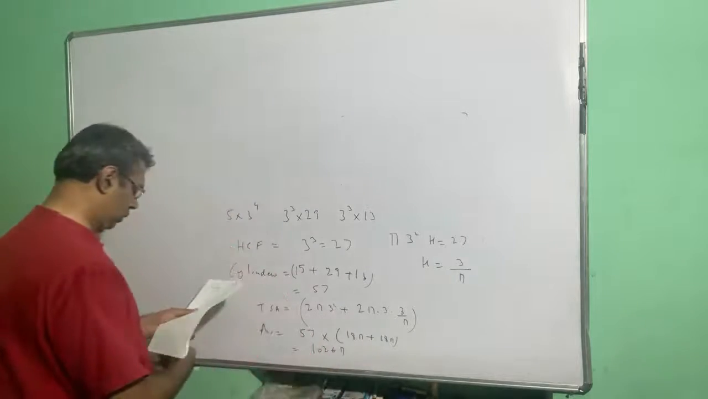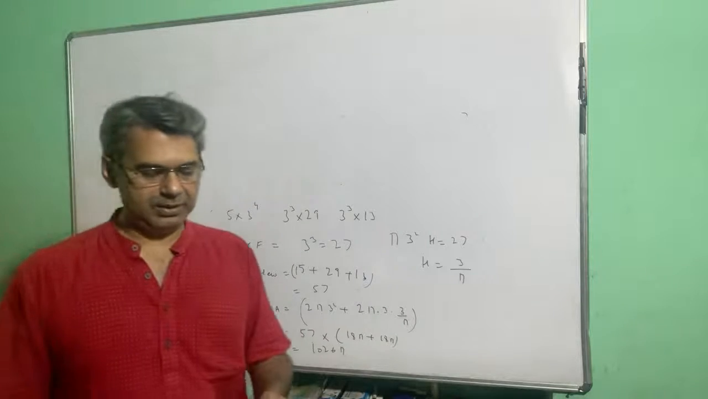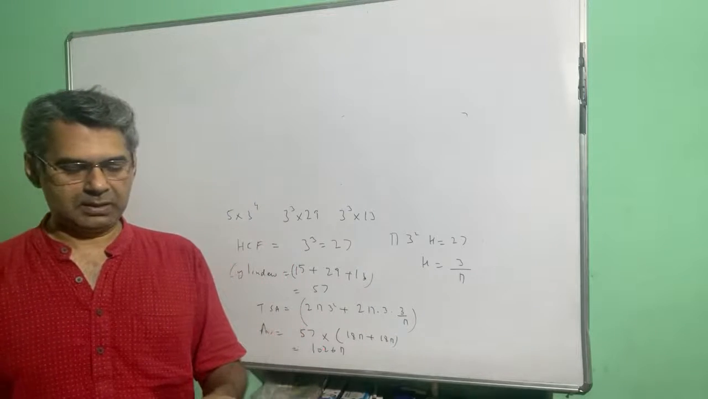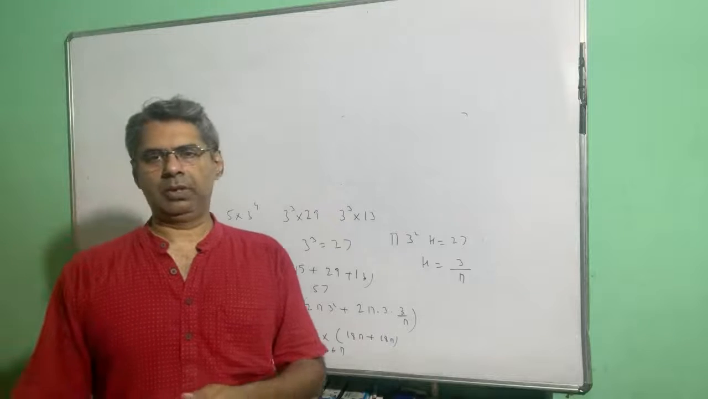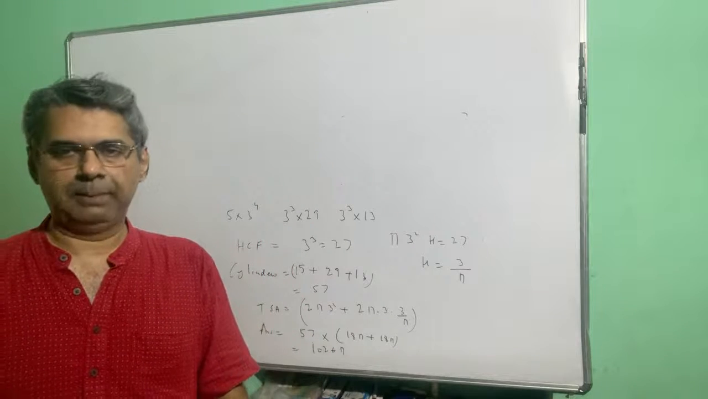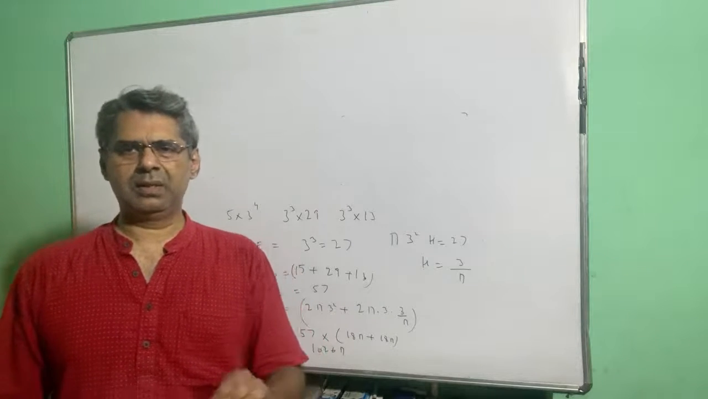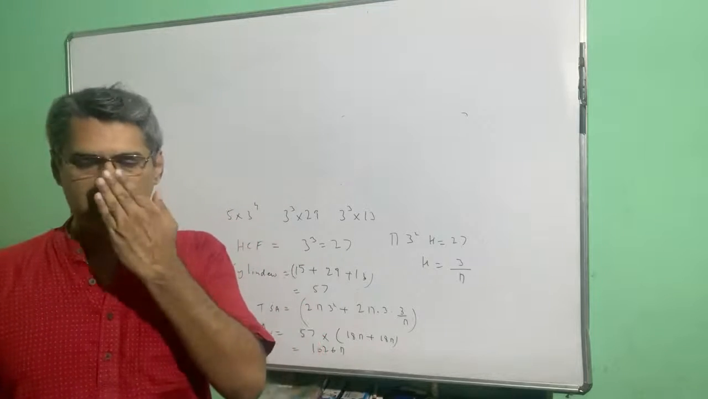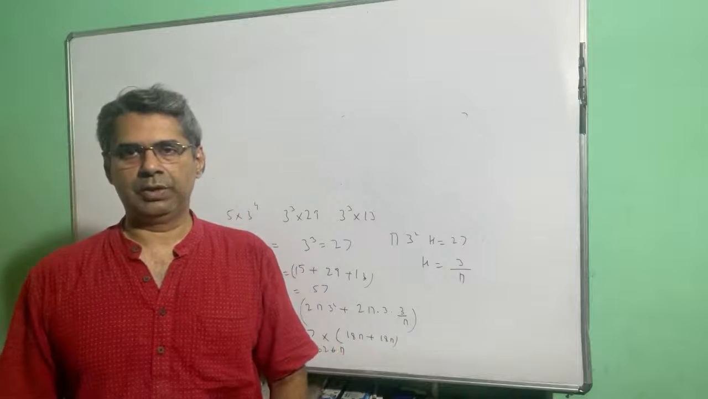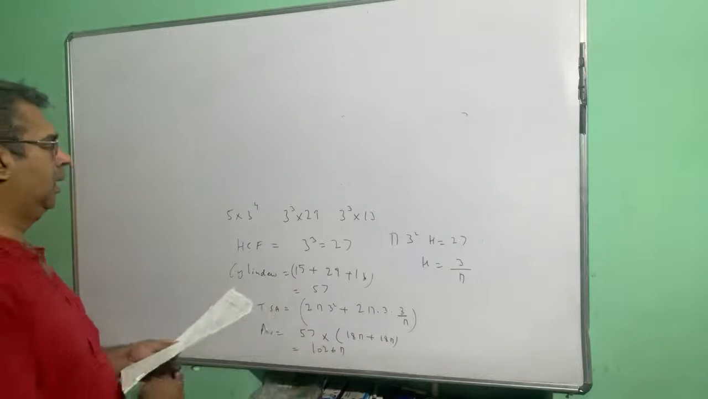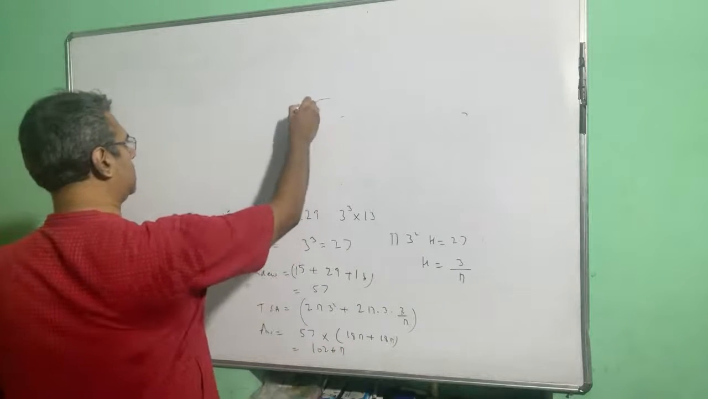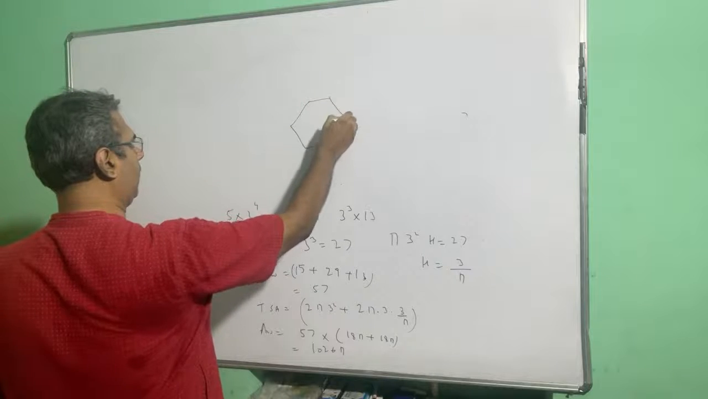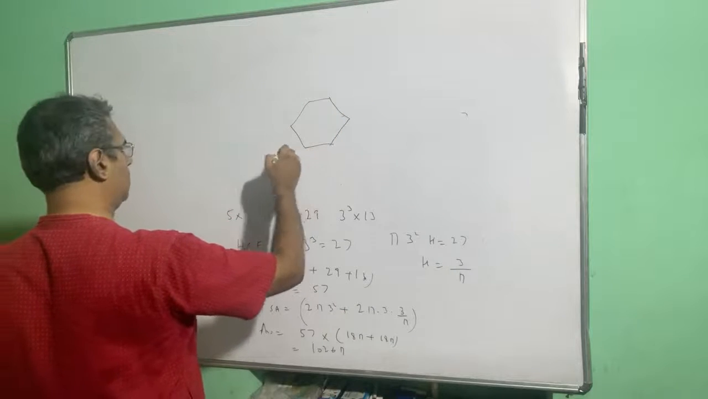One of the most important topics in recent times that has come in CAT is regular hexagon. Regular hexagon is considered a very important kind of question. You will find that there are many instances of questions on regular hexagon. Now suppose this is a regular hexagon. Let's say this is a regular hexagon.